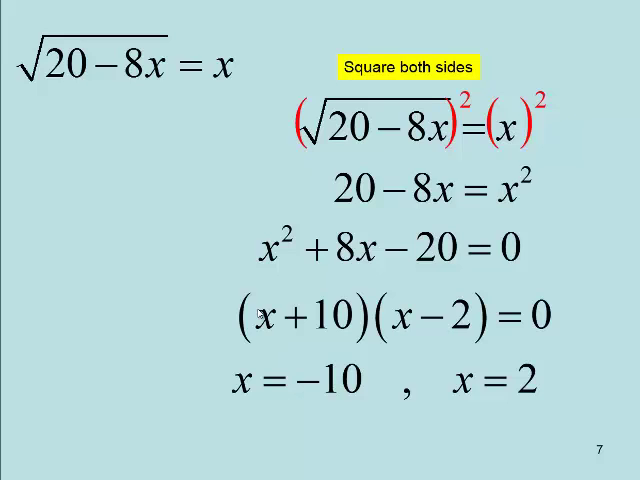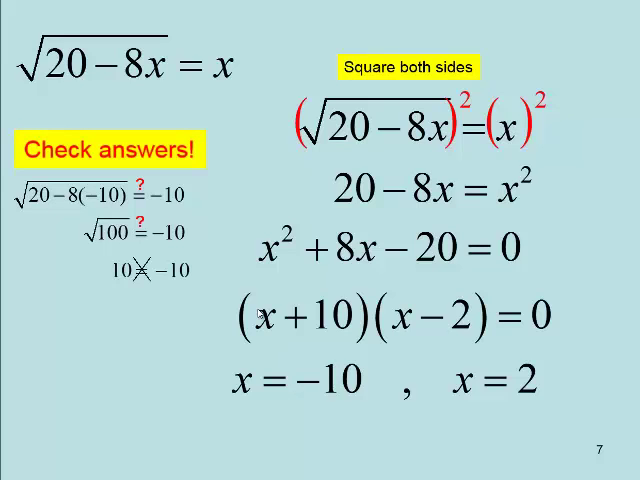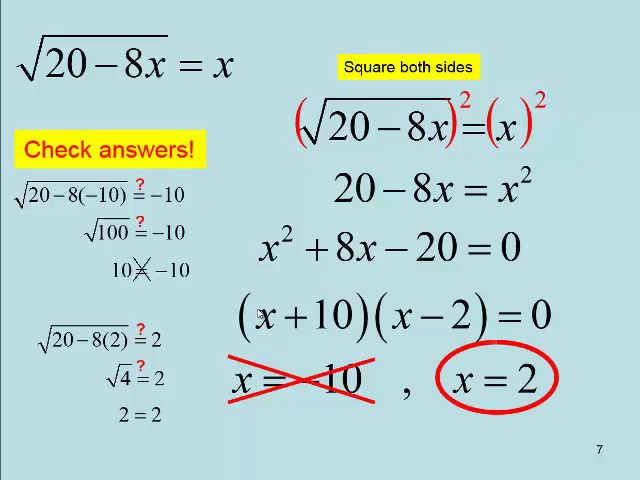Now the kicker is when we're solving square root equations, we want to be sure and check our answers. If we use the negative 10, we see that that's not exactly right. 10 is not equal to negative 10. So that cannot be an answer. When we try the 2, it works fine. So that's the only answer.